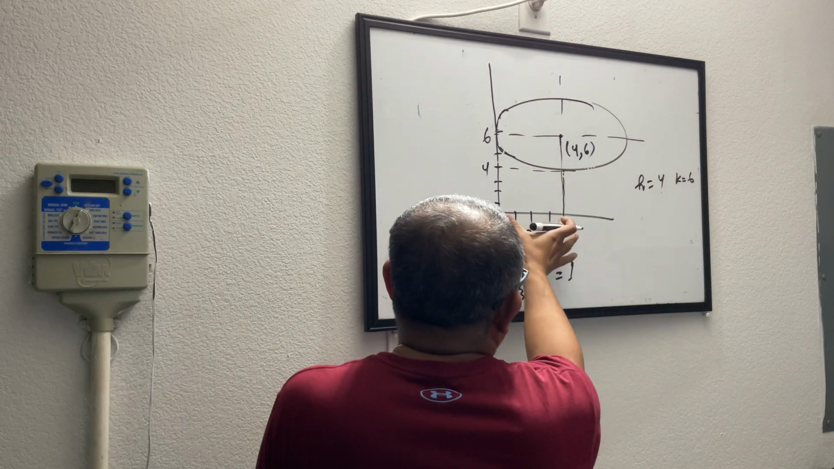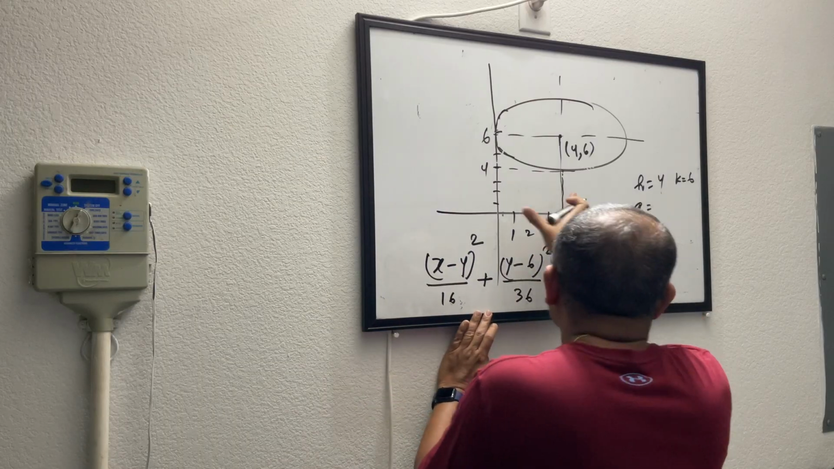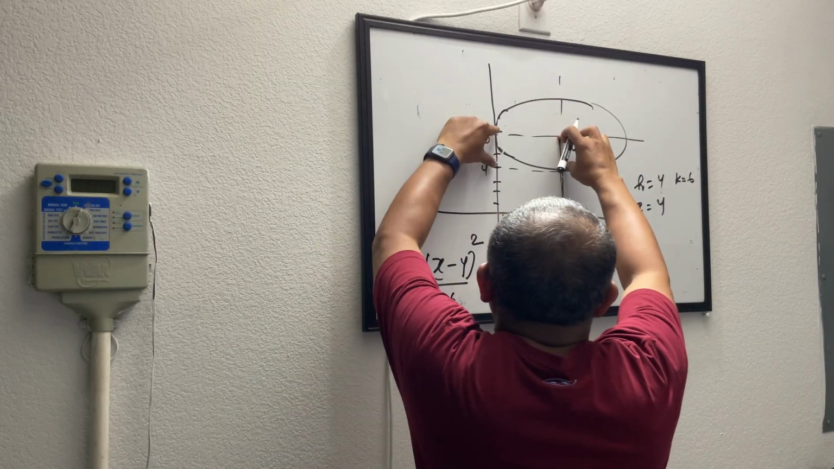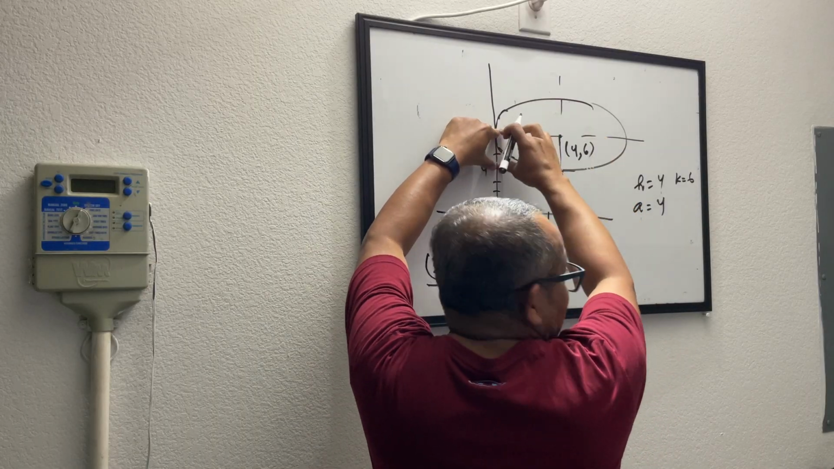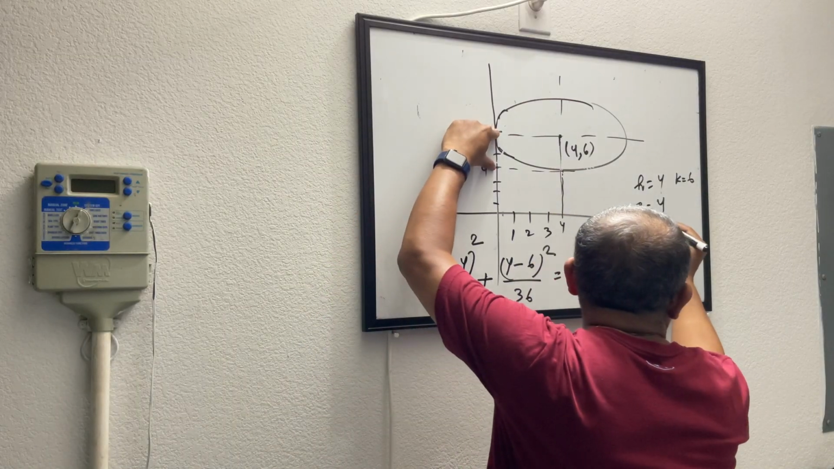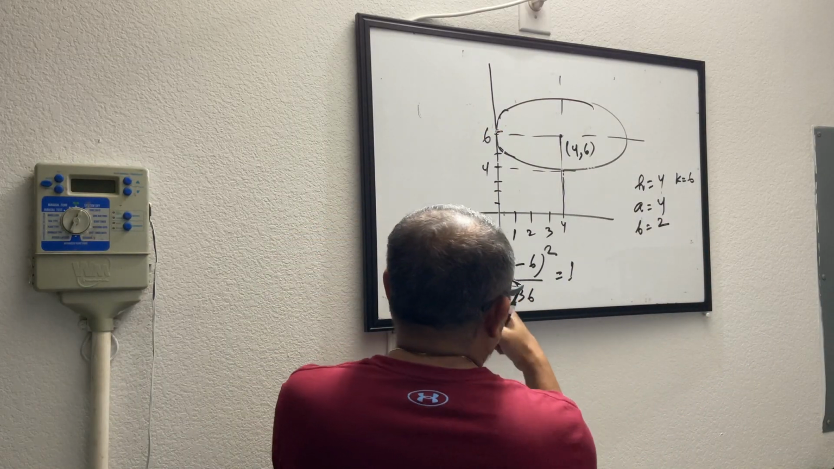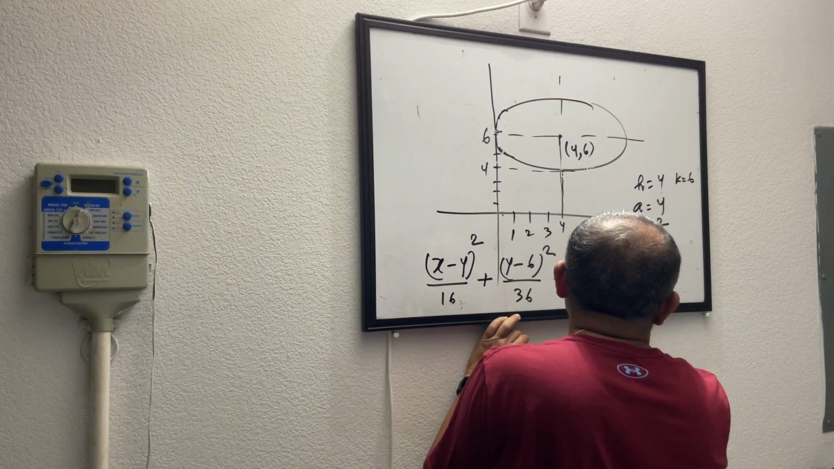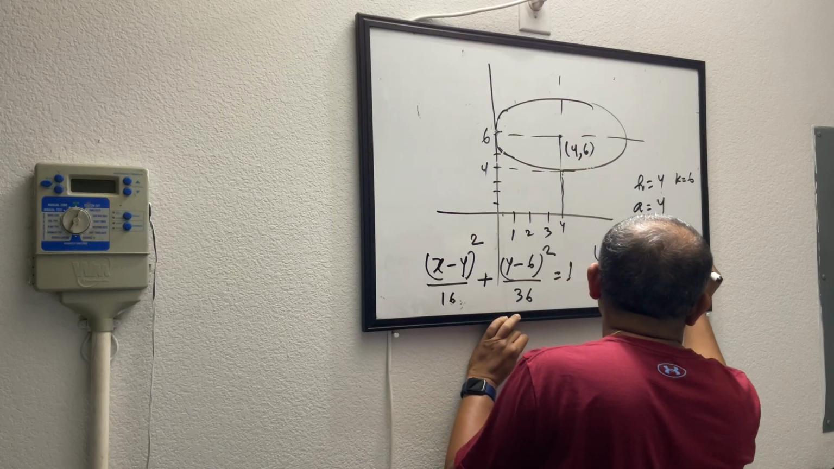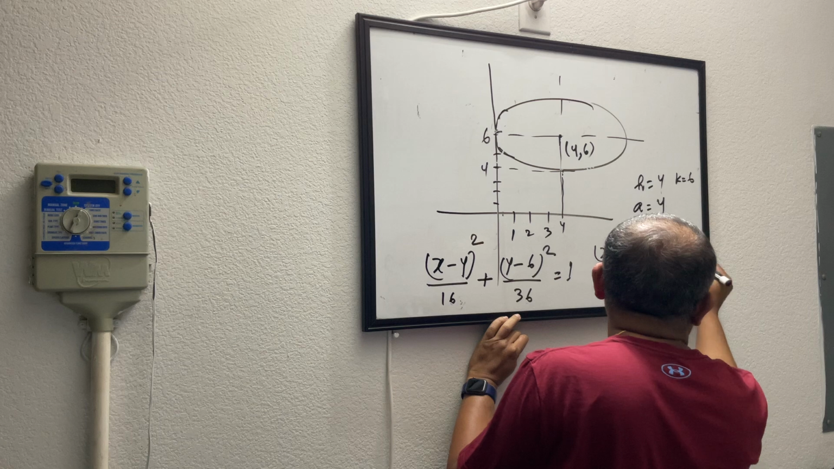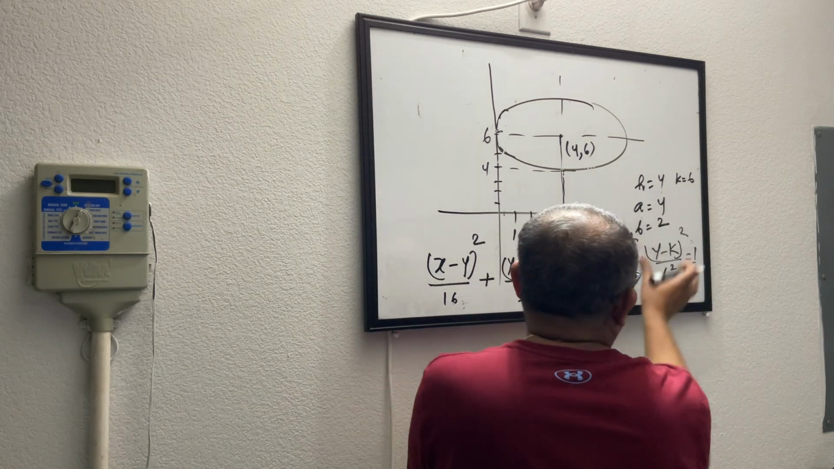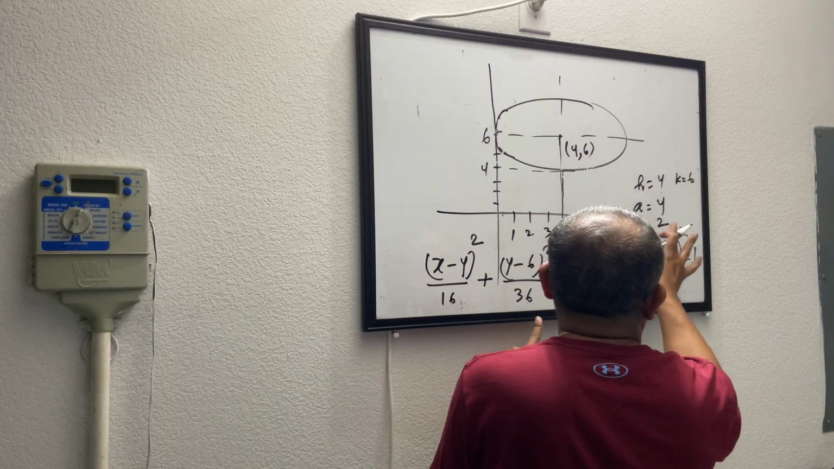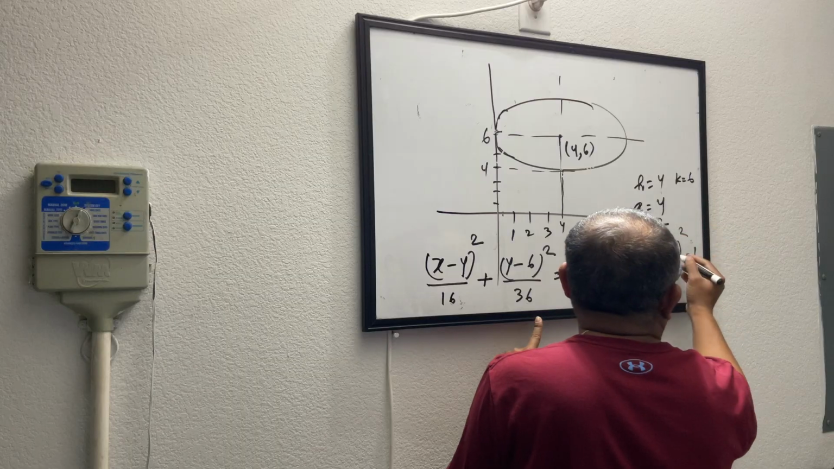Now, what is the major radius? Major radius is 4. Here, major radius is along the x-axis, so I am calling it a. What is my minor radius? This length, 4 to 6. So my b is nothing but 2. Now plug that into this equation, x minus h squared over a squared plus y minus k squared over b squared equal to 1. So you are going to plug in a equal to 4, b equal to 2, h equal to 4, k equal to 6. Done.